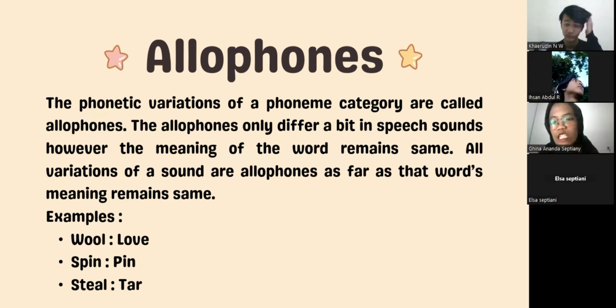The first is owl and love. The letter L gives two different speech sounds when we pronounce the words love and owl. These are two different allophones of the phoneme category of the letter L, the lateral approximant. It has a voiceless and a syllabic variant. Both belong to the same phoneme category.